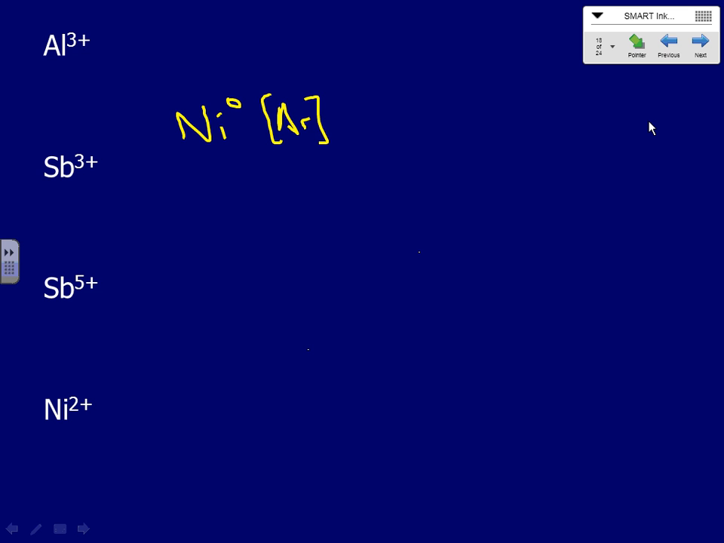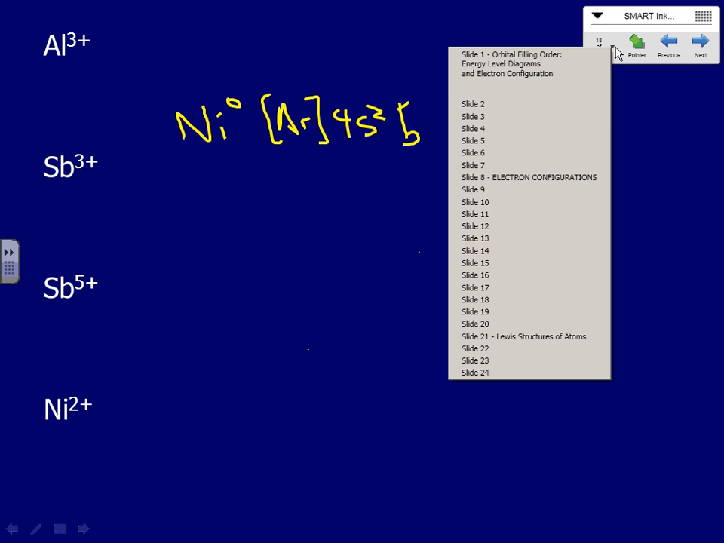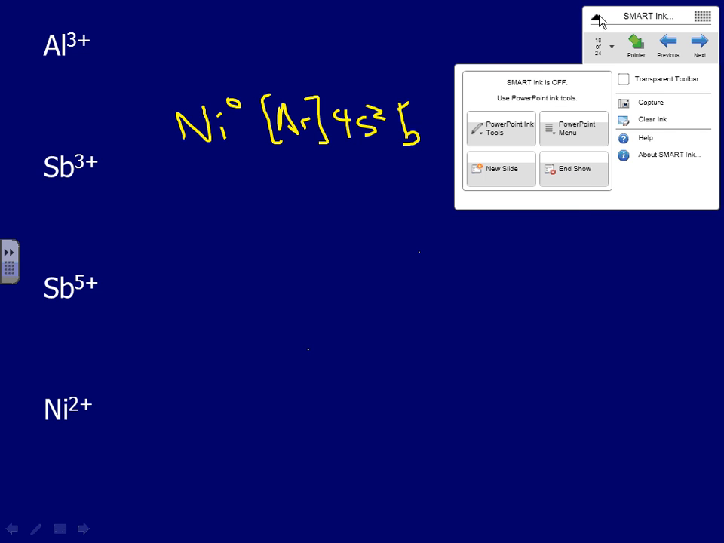Argon. And then I'm in row 4, 4s2. And then I'm 5. That's a terrible 5. That's not supposed to be a 5. It's a 3. Whoa! No eraser. I'm clearing the screen. You guys keep going without me.